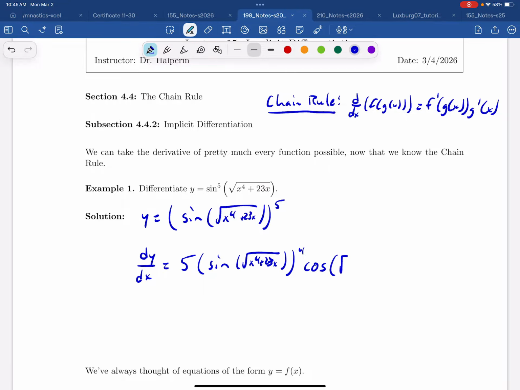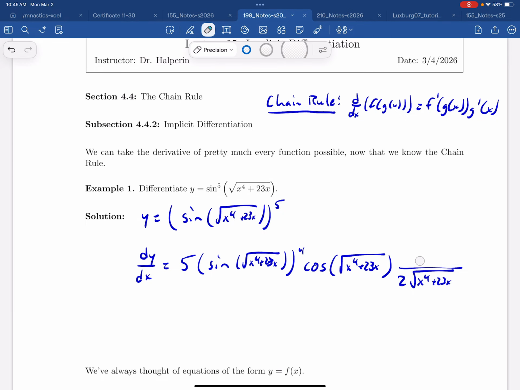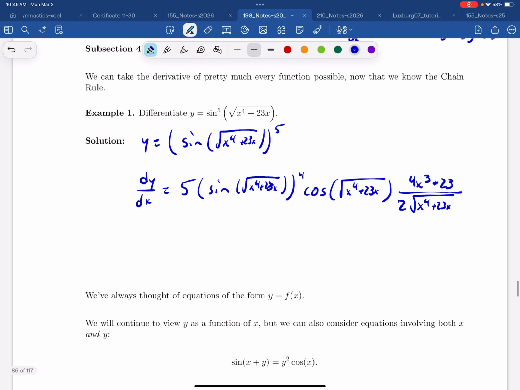Just take the derivative of the sine part, leave the inside the same, times the derivative of the square root guy, leave the inside the same, times the derivative of the inside. All right, and so there we go. That's our derivative. So just to point out, we use the chain rule once, twice, 3 times, 4 times, depending on how you look at it, right? But I would say we used it 3 times.